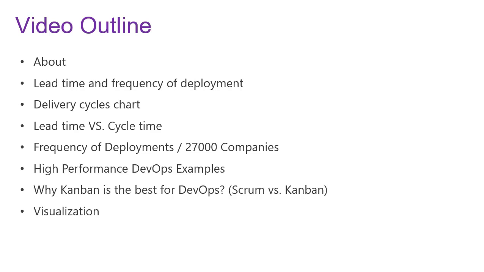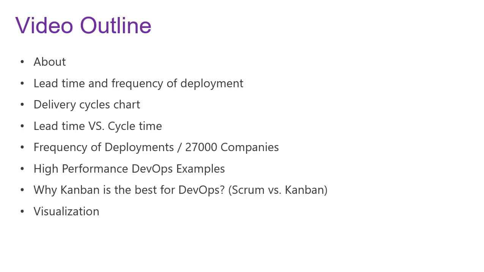Then we will talk about deployment frequency for 27,000 companies, a study and market research done by two organizations in the market where they gather the data about the DevOps adoption and share this information. After that, I will talk about high performance DevOps examples. Give some examples of the real companies that implement high performance DevOps.